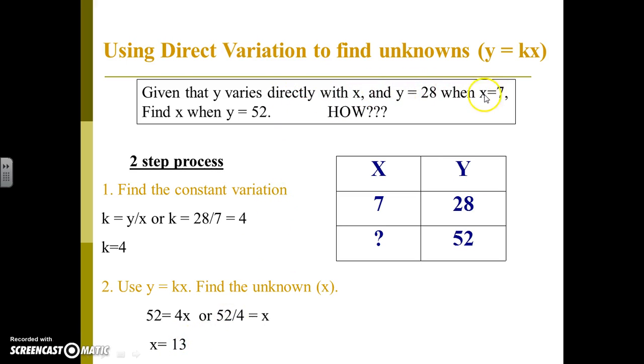If we know that we have one point and we know it's a direct variation, we can basically set an equation here. Another way we could do it was setting up a proportion. We could do 28 over 7 equals 52 over x and solve that this way. That's basically the same thing, because we said that a direct variation indeed was a proportion in general.